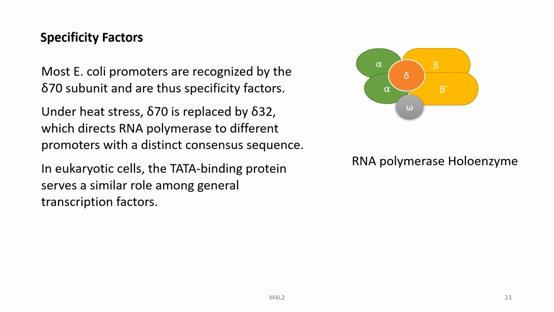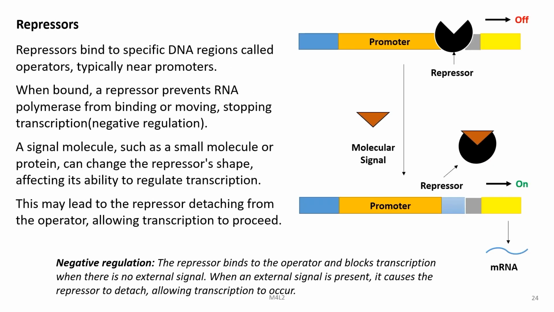Then the specificity factor, as we have discussed, the sigma 70 subunit is a specificity factor. Under heat stress, sigma 70 is replaced by sigma 32, which directs RNA polymerase to different promoters with a distinct consensus sequence. In eukaryotic cells, the TATA binding protein serves a similar role among general transcription factors.